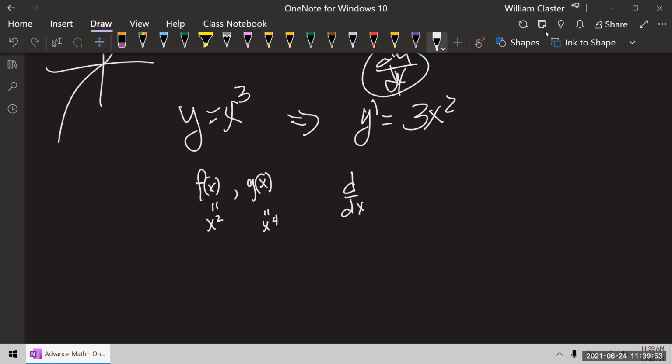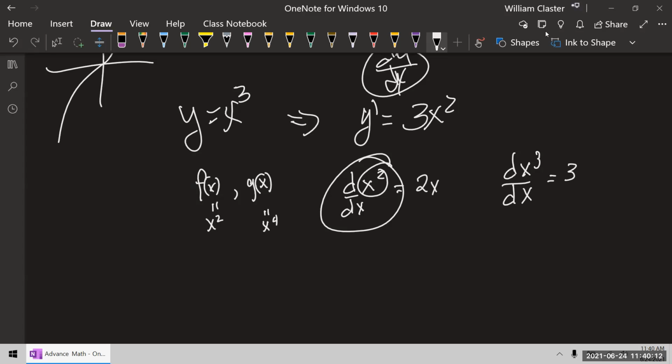First of all, we can write that notation that we had before. I can write it like this. Remember, the answer was 2x for this. We can also write it like that: the derivative of x squared is 2x. The derivative of this one, I think we just said, is 3x squared. So this is more notation. This just means the derivative of the x cubed function is 3x squared.